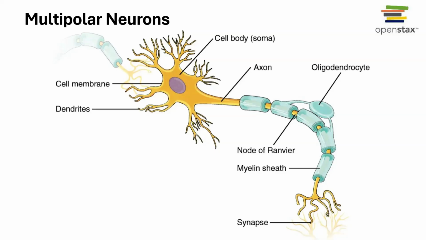At the far end of the axon are the axon terminals. These are the structures that release chemical messages called neurotransmitters. The synapse is the junction between the axon terminal and another cell. In this illustration, the synapse forms between the axon terminals of one neuron and the dendrites of another neuron.